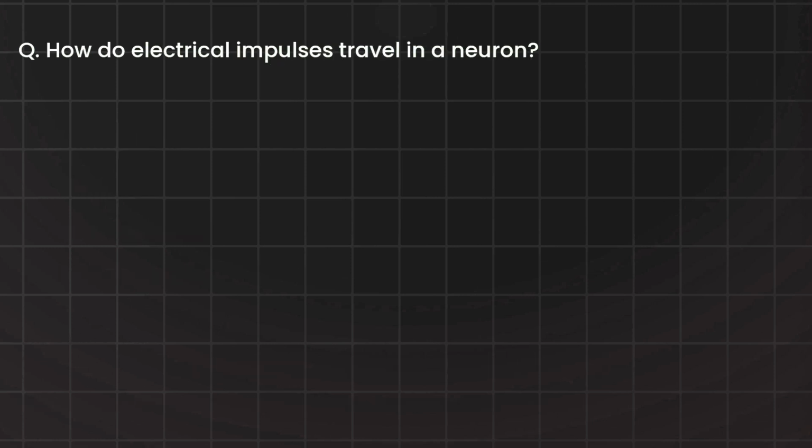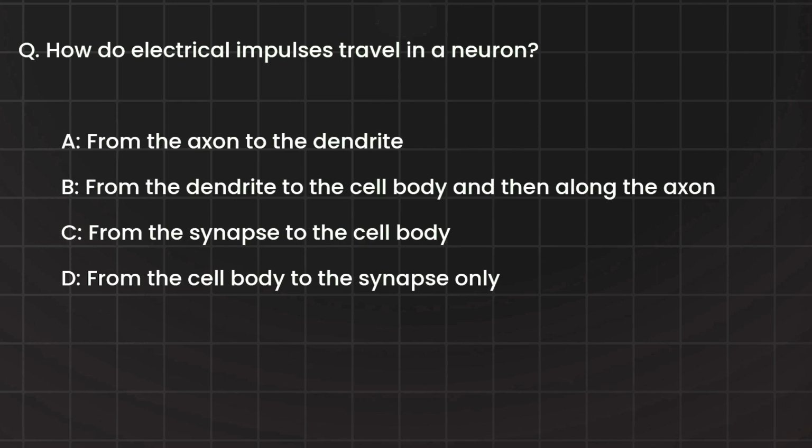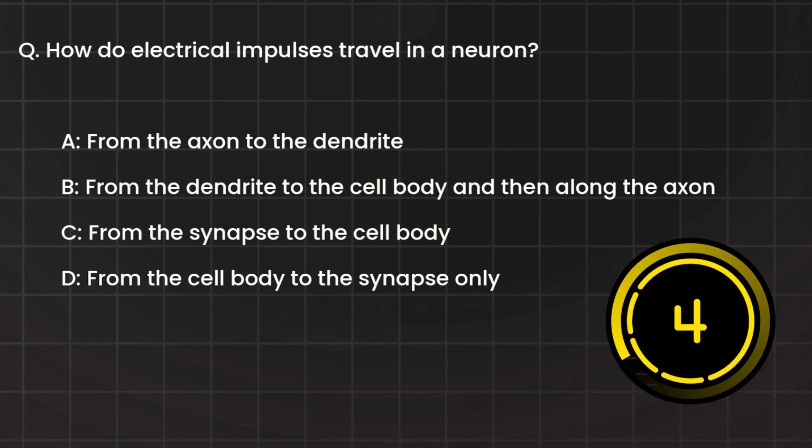Question: how do electrical impulses travel in a neuron? Option A, from the axon to the dendrite. Option B, from the dendrite to the cell body and then along the axon. Option C, from the synapse to the cell body. Option D, from the cell body to the synapse only. You have 5 seconds to answer the question.